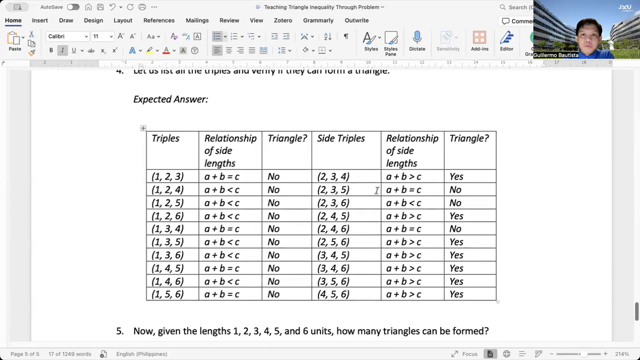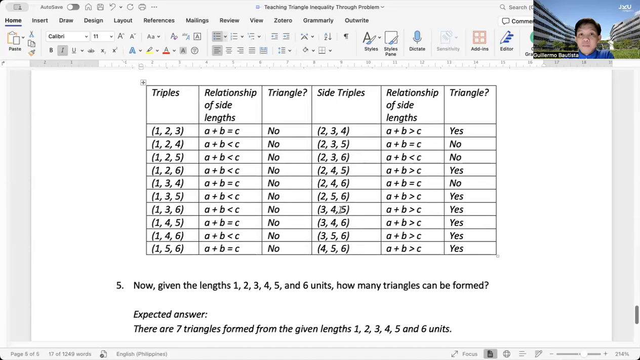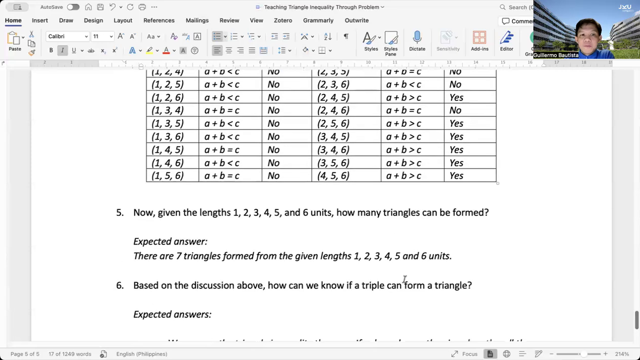So we want them to create this table. And if not, maybe we can write on the board that we have this, and they have to fill it out. Okay. So then they will know that there are actually seven triangles that can be formed from the given lengths.